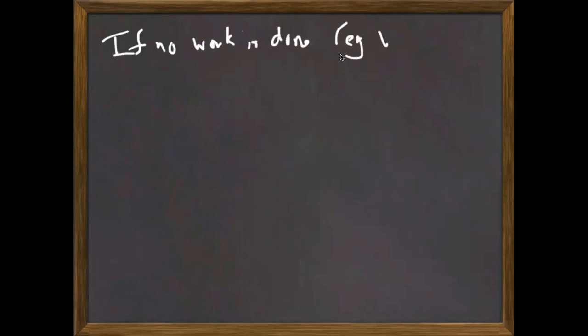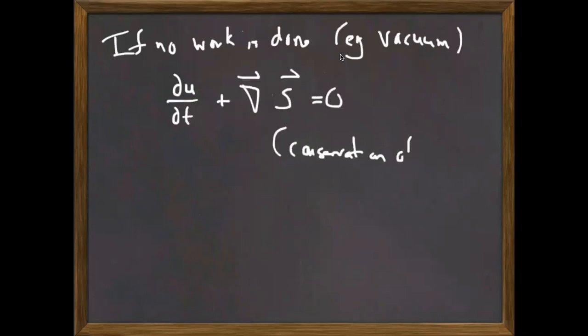There's another special case, which is that if there's no work being done, a lot of times we're talking about electromagnetic fields in vacuum. There are no charges around. If there are no charges around, there's no work done on the charges. And so the dW/dt term is 0. We can drop a minus sign and we get dU/dt plus divergence of S equals 0. We can also get rid of the volume integral because this applies over arbitrary volumes.